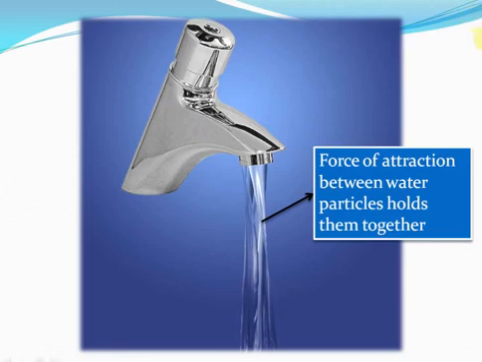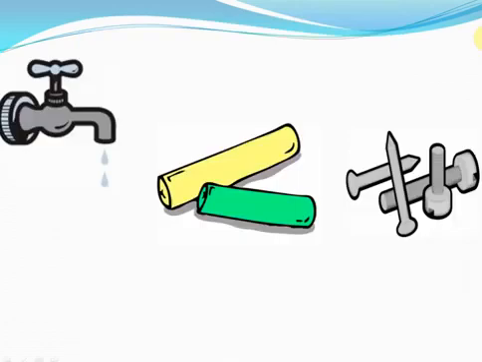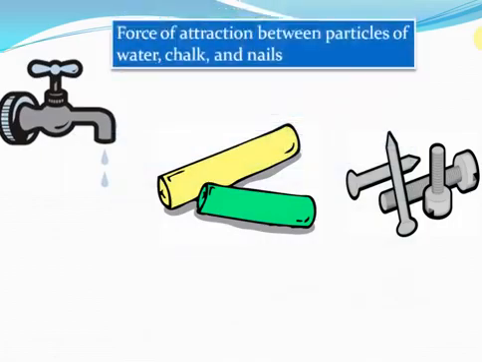If the water particles did not attract each other, in that case, water particles would simply come out of the tap and move wherever they wanted to move, isn't it? They wouldn't stick to each other as they were flowing down from the tap. They are sticking to each other as they are flowing down from the tap only because there is force of attraction between the water particles. So here we go. Water particles attract each other, chalk particles attract each other, and nail or iron particles also attract each other.